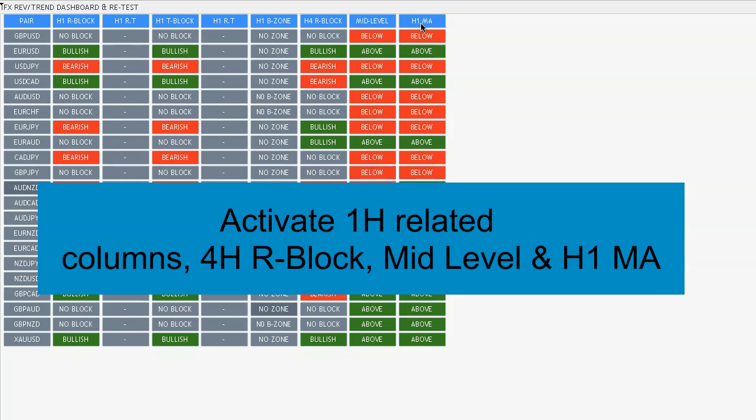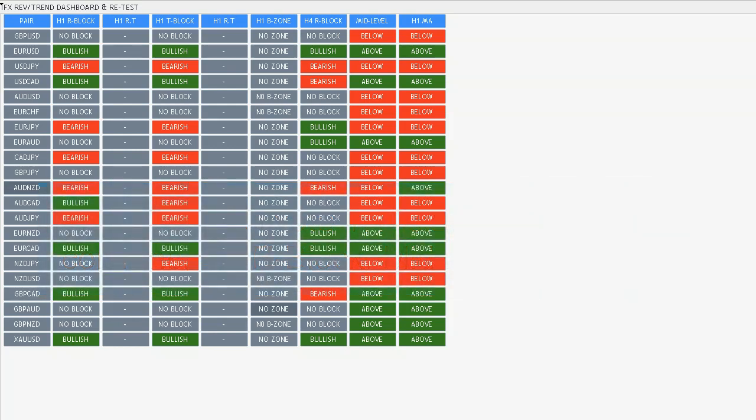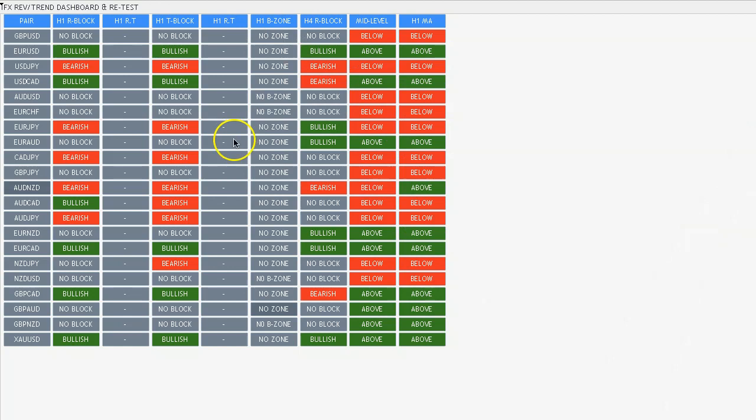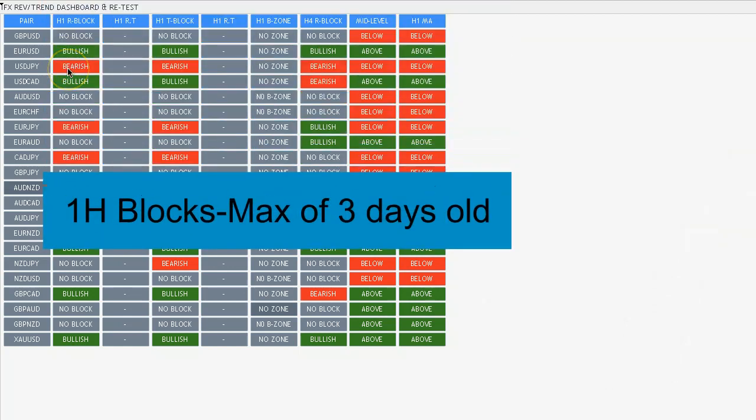And so what are the 3 stages that we're going to talk about? The 3 stages is going to be block formation. Of course, we need to know what type of blocks we are having in that particular pair, right? So the block formation, which is going to be stage number 1: for trend blocks or reversal blocks, I picked a maximum of 3 days old block.